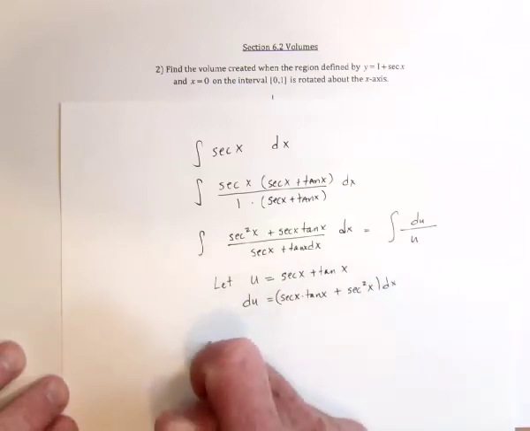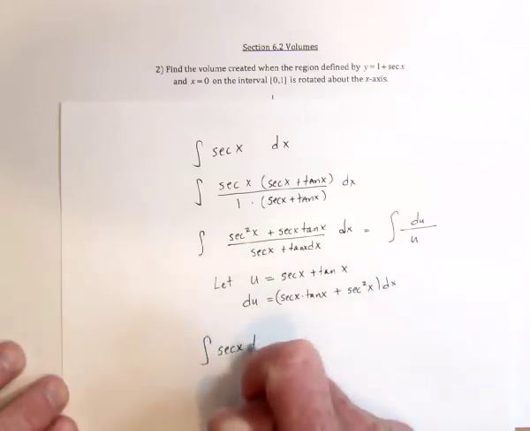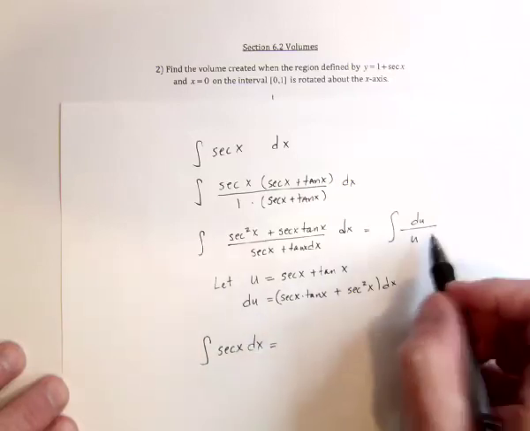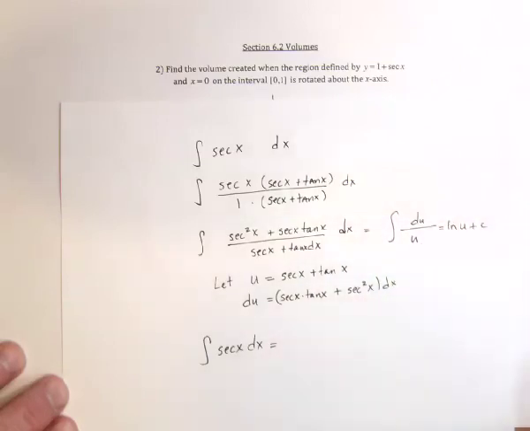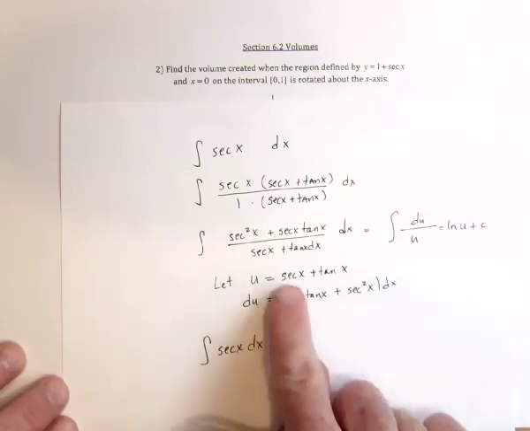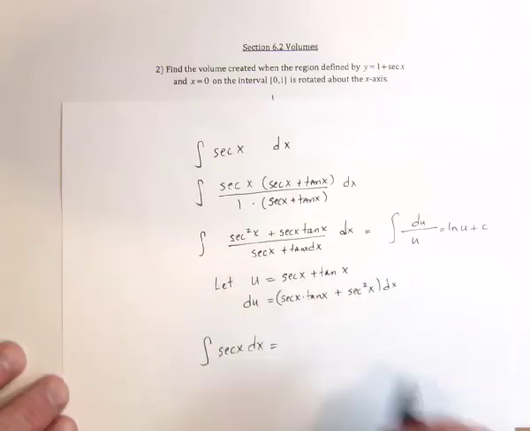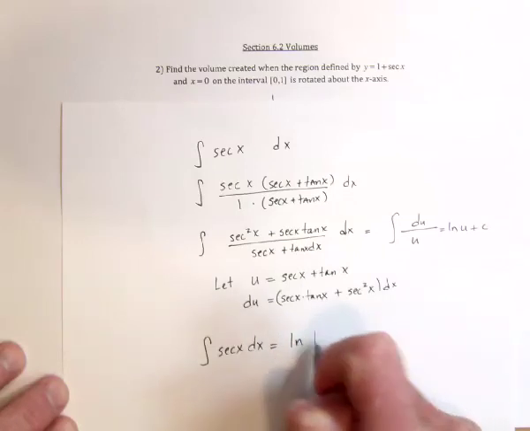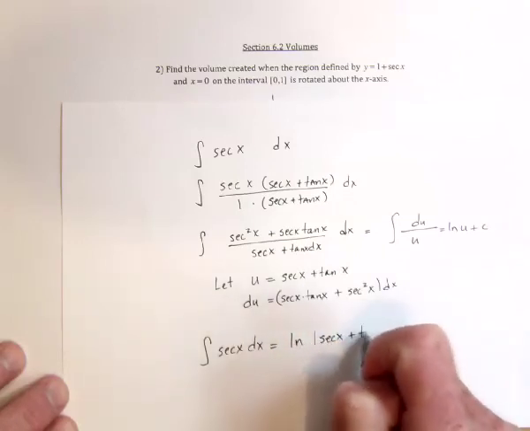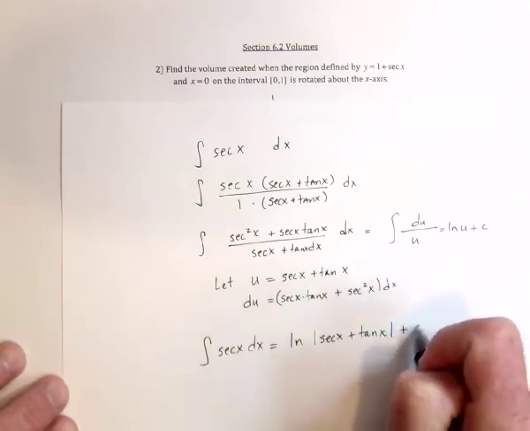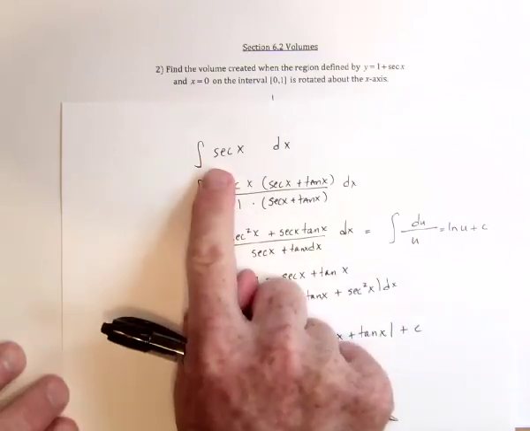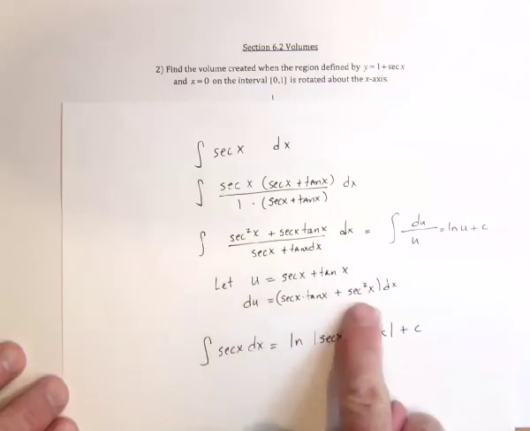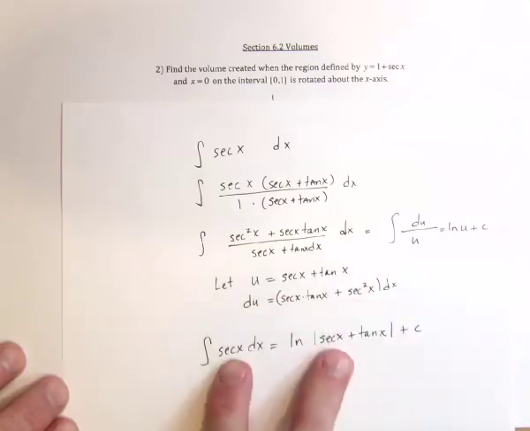And so then the integral of secant of x is equal to, when you integrate this, the natural log of u plus a constant. And then it's going to be the natural log of, here's the u, secant plus tangent. So the answer is going to be the natural log of secant of x plus tangent of x plus a c. So whenever you run across the integral of secant, you could either redo this work, or you could just remember the integral of secant is the natural log of secant plus tangent.